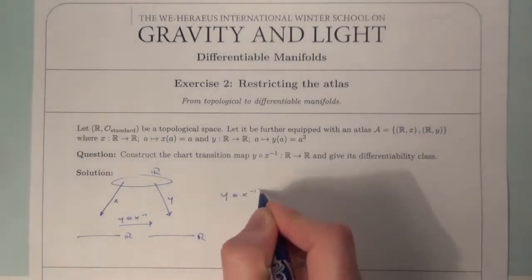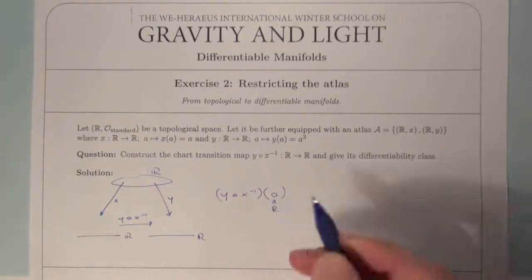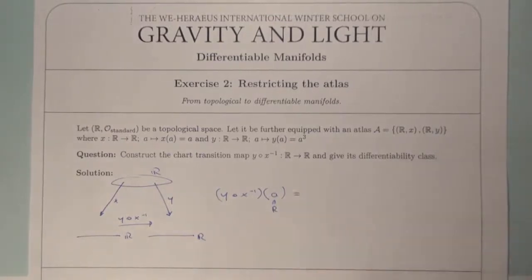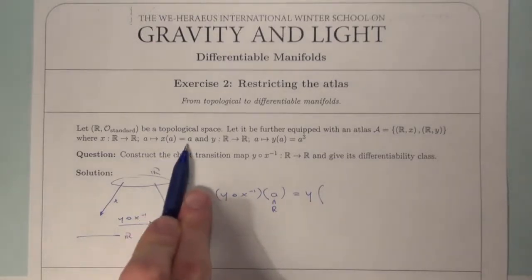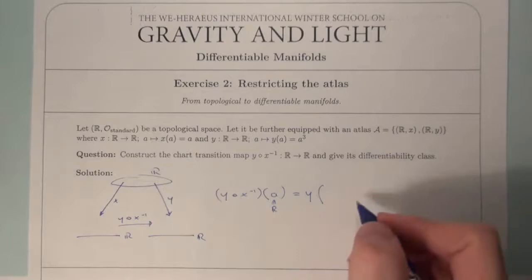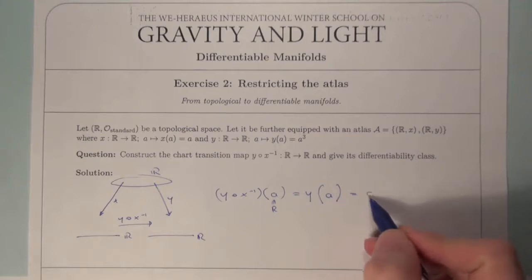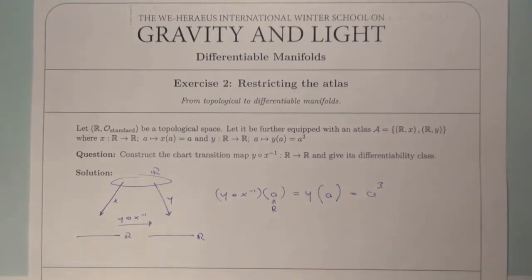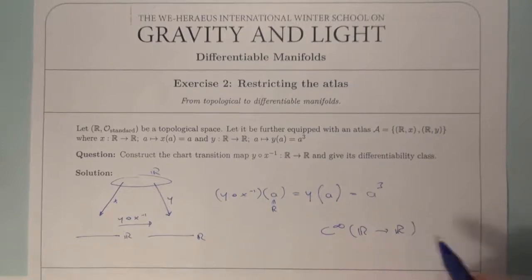So y after x inverse takes some element a that comes from R, and we can simply calculate this. That's y of x inverse, but x inverse is the same as x because it's the identity, therefore here's just an a, and y maps this to a to the power of 3. And of course a to the power of 3 is C infinity of R to R, so this is a smooth chart transition map in the one direction.